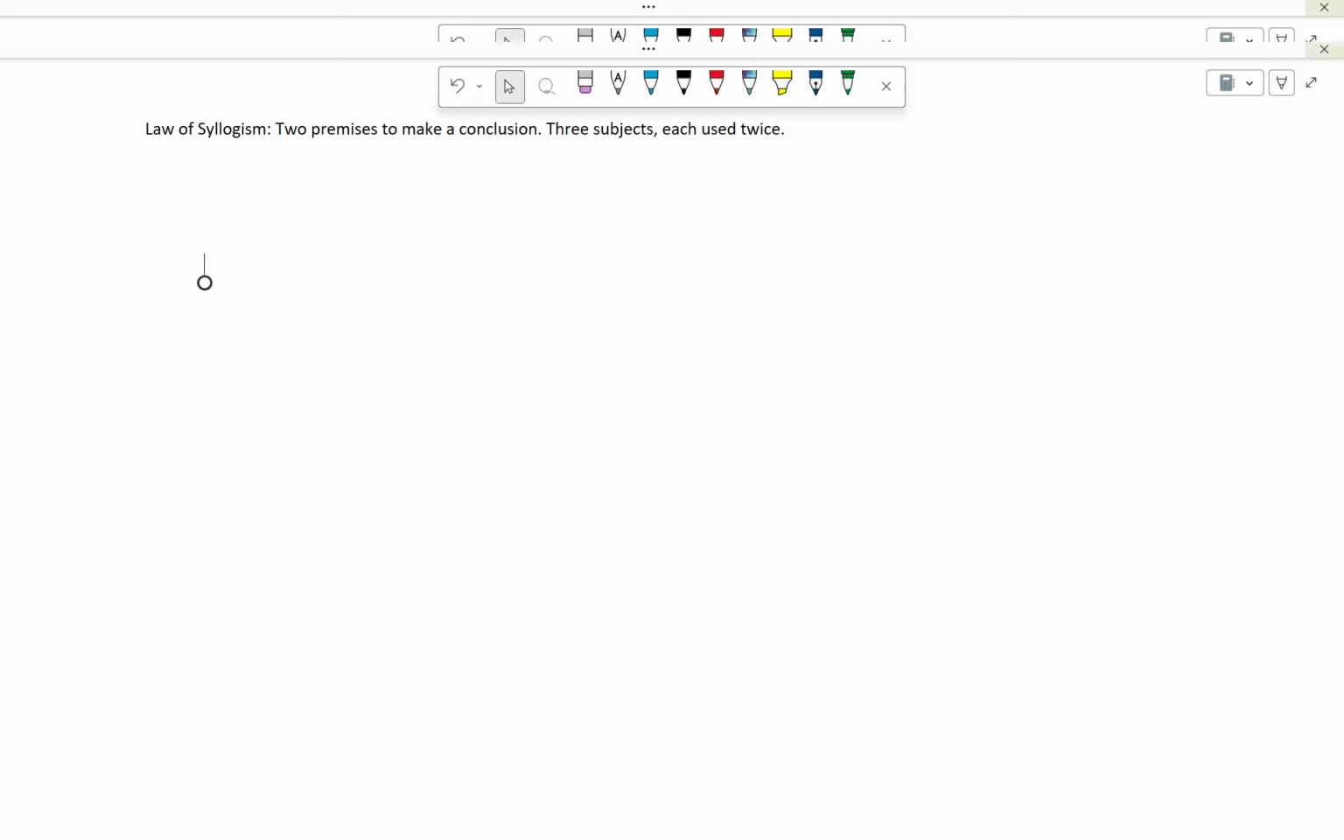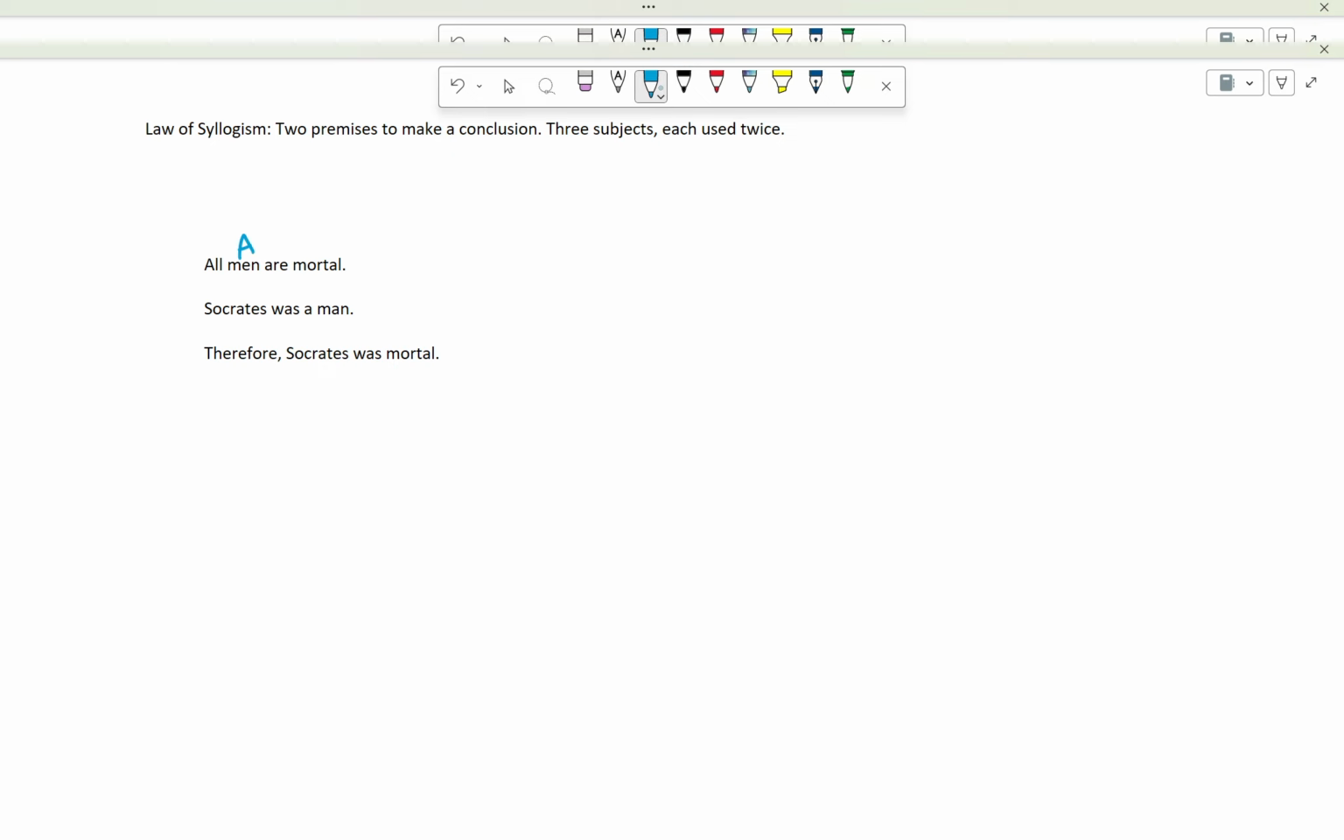Here's actually a syllogism for you guys, and this is a famous one, again citing Aristotle. So we have all men are mortal. If Socrates was a man, so we can conclude, therefore, Socrates was mortal. Now, check this out. I have 3 subjects, and they're each used twice. So I have men and man, right? It's my first subject. My second subject is mortal and mortal. And then my third subject, Socrates and Socrates, right? Used twice, and then this is a deductive argument called the law of syllogism.